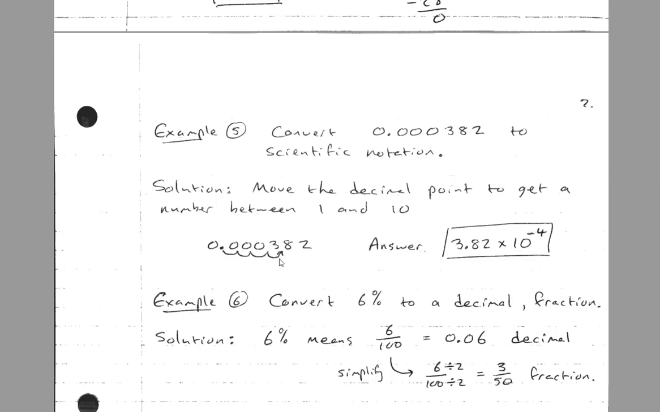So moving 4 places to the right gives 10 to the negative 4. If we had to move it 4 places to the left, it would be 10 to the 4. Just remember, very small numbers have negative exponents. Very big numbers have positive exponents.